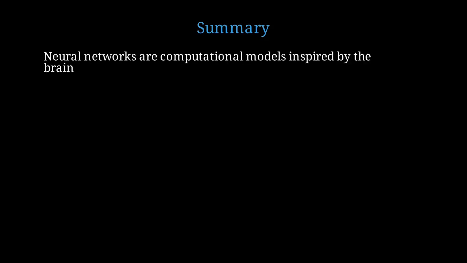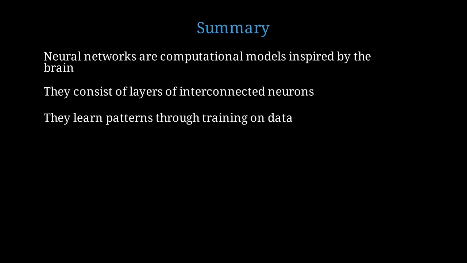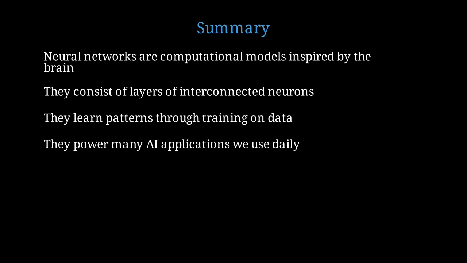Let's summarize what we've learned about neural networks. Neural networks are computational models inspired by how the brain processes information. They consist of layers of interconnected artificial neurons that process data. Most importantly, they can learn complex patterns by training on large amounts of data. Today, neural networks power many AI applications that we interact with every day, from search engines to virtual assistants.